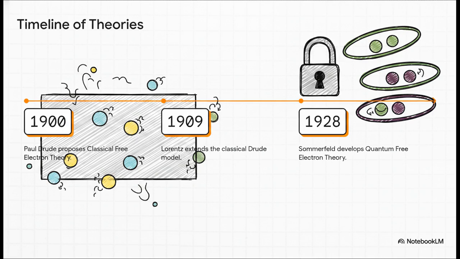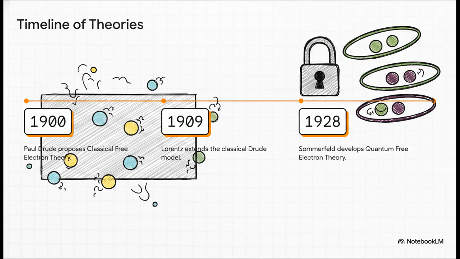Back in 1900, Paul Drude, whose work was later extended by Lorentz in 1909, proposed the classical free electron theory. They basically treated valence electrons like randomly bouncing balls moving through a constant potential, obeying classical mechanics and Maxwell-Boltzmann distributions. This meant multiple electrons could theoretically possess the exact same energy state.